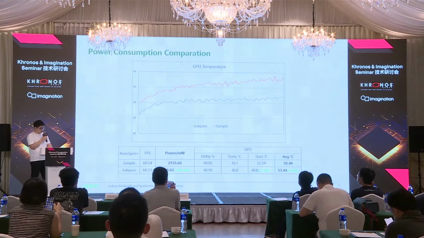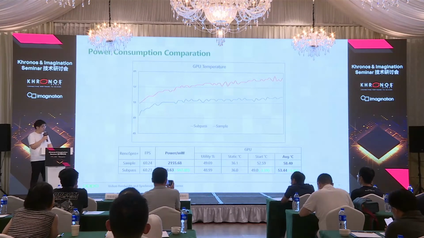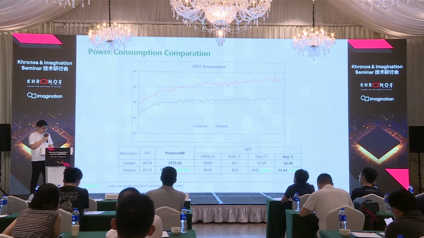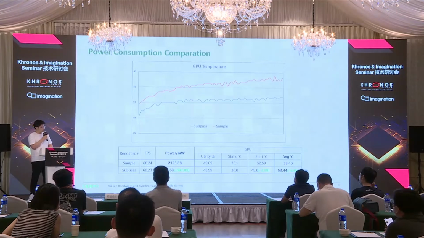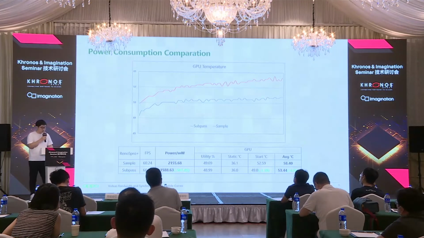And the most concerned problem, temperature or power: the frame rate, GPU usage, and frequency are quite similar. Just because of the reduction of the bandwidth, the power difference is 567 megawatt. The GPU average temperature is 5 degrees lower.